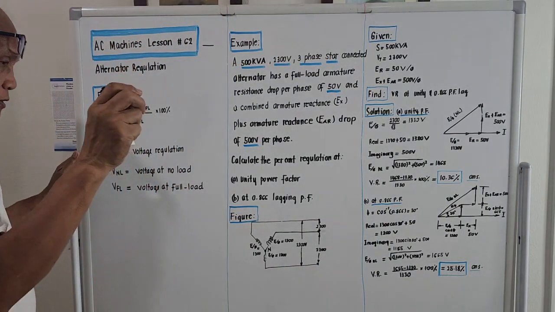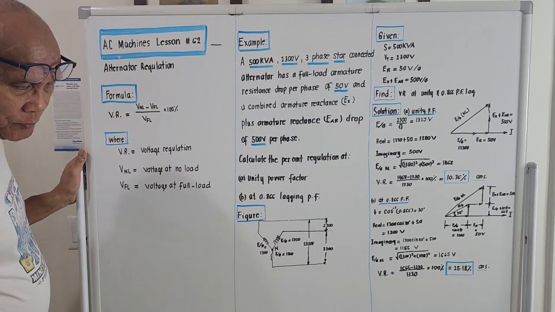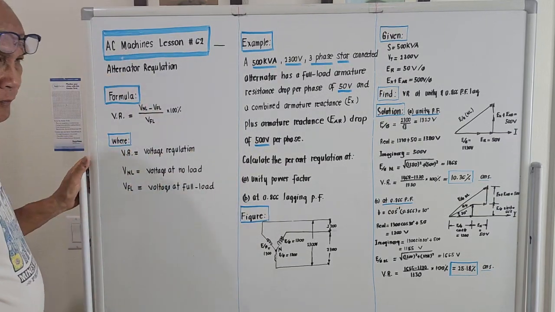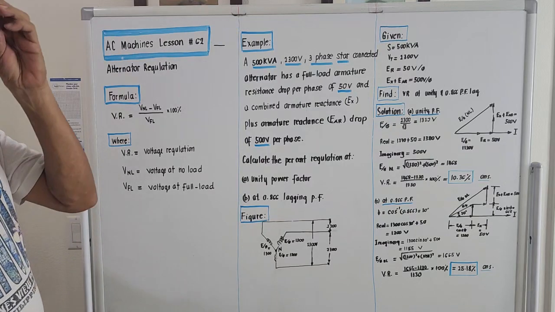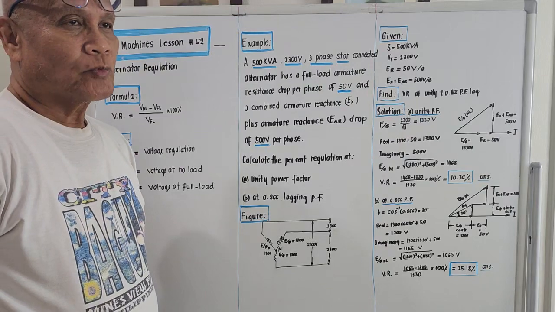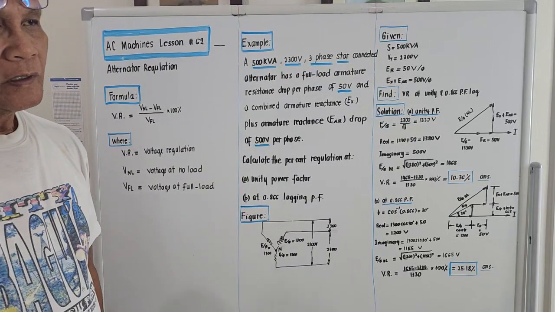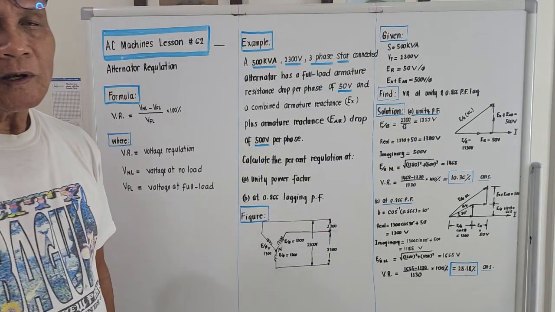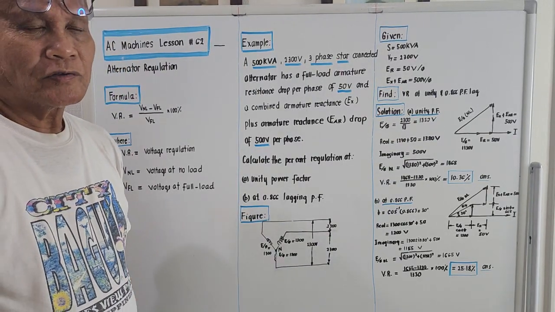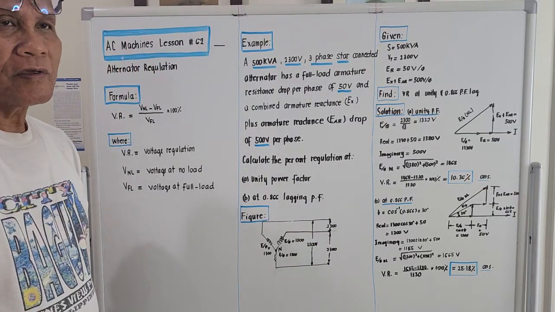Okay, let's proceed. The subject matter for this morning will be AC machines, lesson number 62, and the title of the topic will be alternator regulation. How do we compute alternator regulation? If under the study of transformer there is a so-called transformer voltage regulation, just the same under the study of alternator there is the so-called alternator regulation. Alternator regulation refers to the voltage regulation.